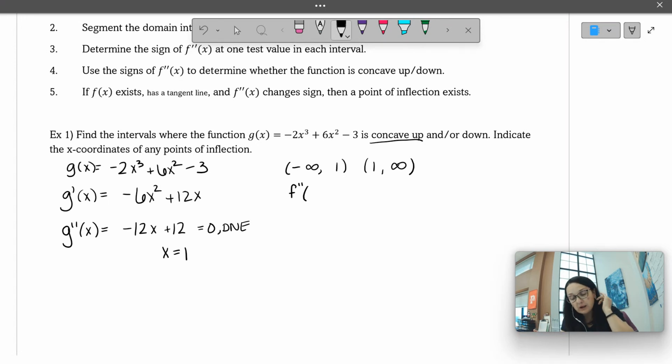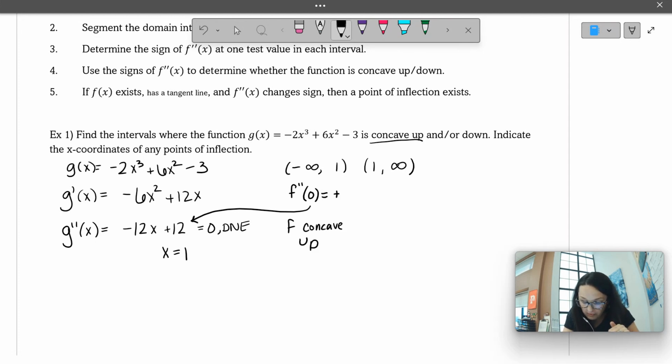So a number between negative infinity and 1 would be 0. F double prime of 0 is going to be negative 12 times 0 plus 12. That's positive. So F is concave up. And then if I do F double prime of 2, let's see, negative 12 times 2 is negative 24, plus 12 is negative, which means F is concave down.